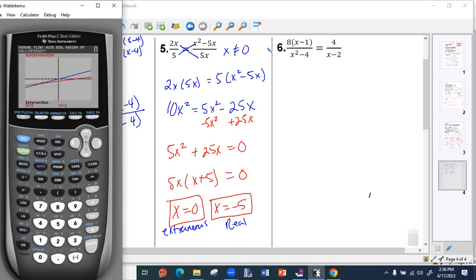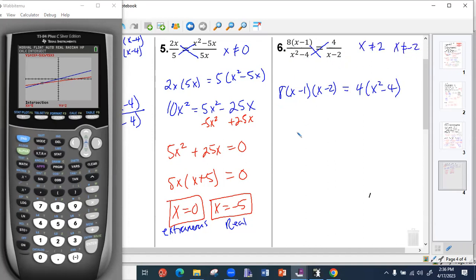All right, now looking at the last one, again we can set it up using multiplication, so we can cross multiply. We end up with 8 times x minus 1 times x minus 2 equals 4 times x squared minus 4. Being mindful of what we have here, we know that x cannot equal +2 and x cannot equal -2 based on our denominators, a difference of 2 squares, and that factor is already done.